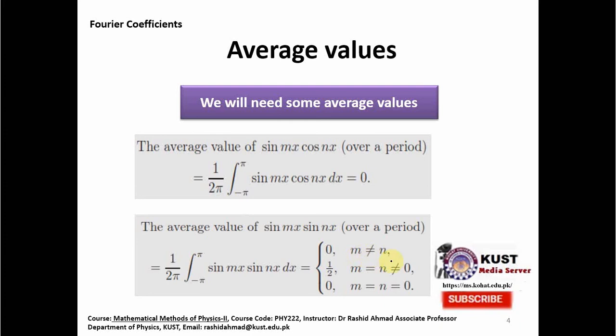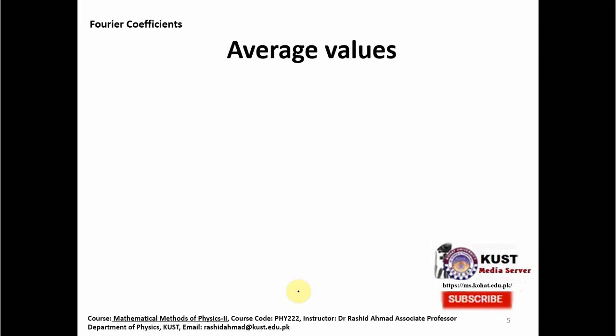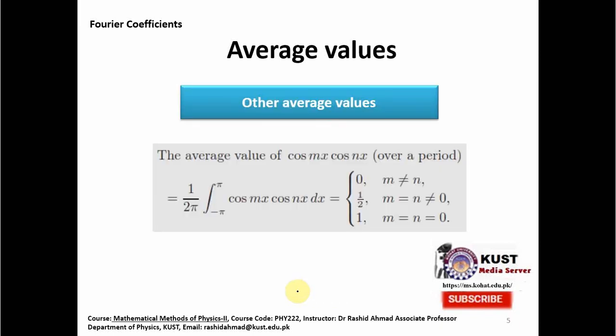So if m and n are not equal, then it's 0. If they are equal and not equal to 0, it's 1 by 2. And if they are equal and equal to 0, then it's 0. Similarly for the other average value, where we can have pure cos terms, for example cos mx and cos nx. This is again 0 if m and n are not equal, 1 by 2 if m and n are equal and not equal to 0, and 1 if m and n are equal and equal to 0. So these are the average values.